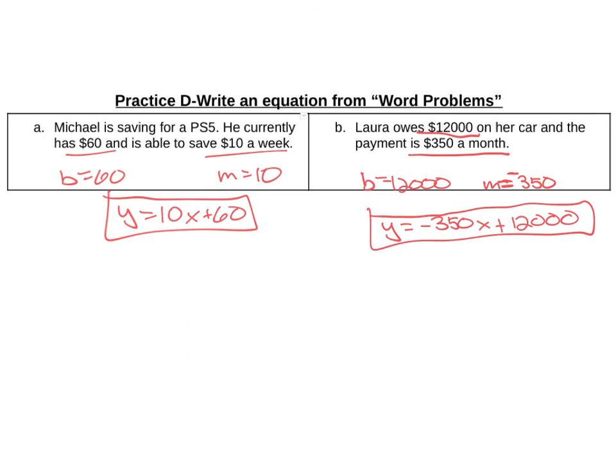So that means every time we pay $350, this account is really going down. So if we're starting at $12,000, that's your b, and every payment you're subtracting $350 for what you owe. So this is going to make sure our slope is negative $350, x plus the $12,000. Okay, take a look and make sure you continue with your work for the day.